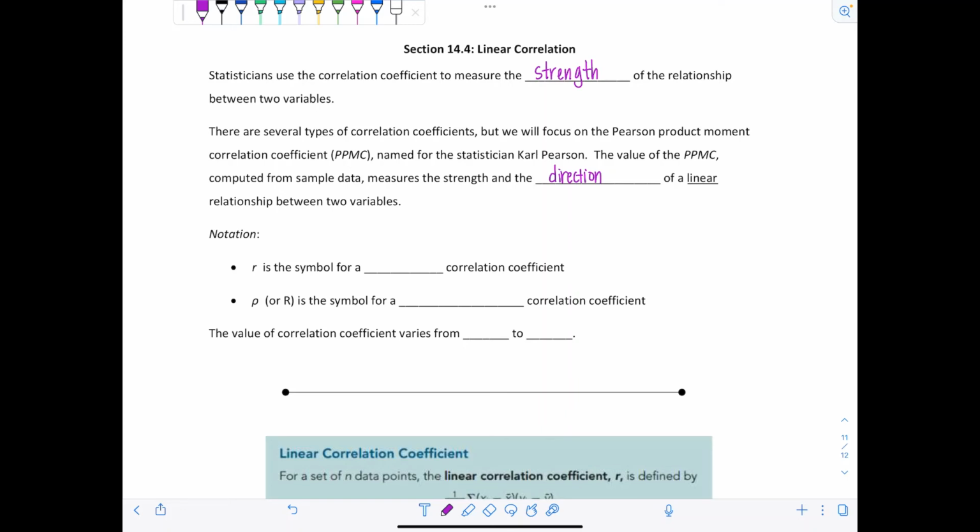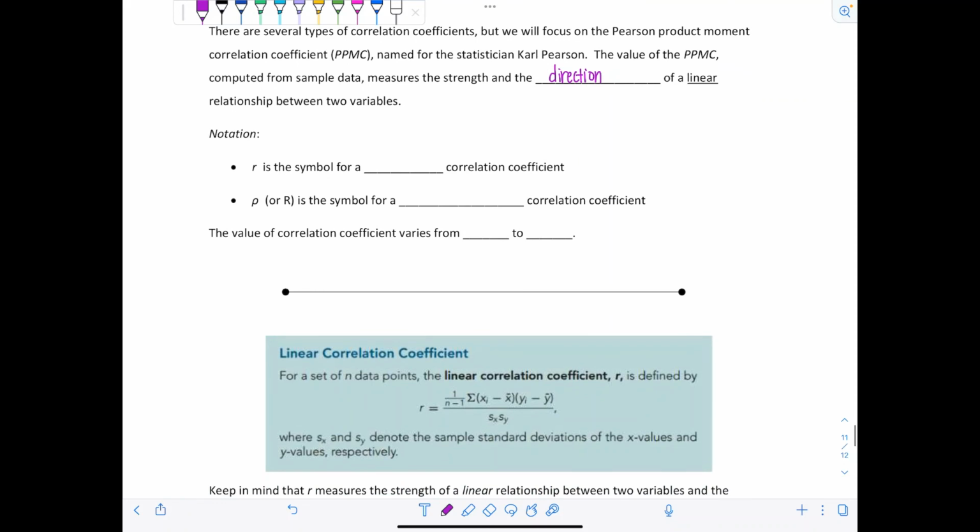So just to get through some notation, and then we'll talk about what direction means. R, lowercase r, is the symbol for a sample correlation coefficient. And rho, that's a Greek letter, rho is how you pronounce it, or sometimes capital R, depends on your book, is the symbol for a population correlation coefficient. And the value of the correlation coefficient varies from -1 to 1.